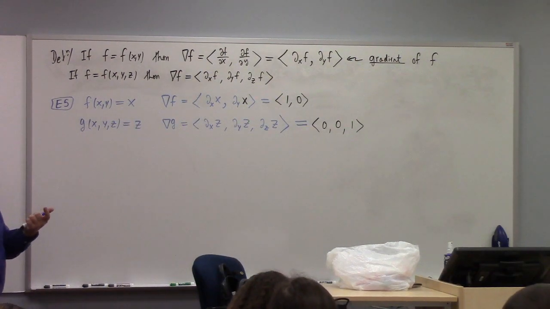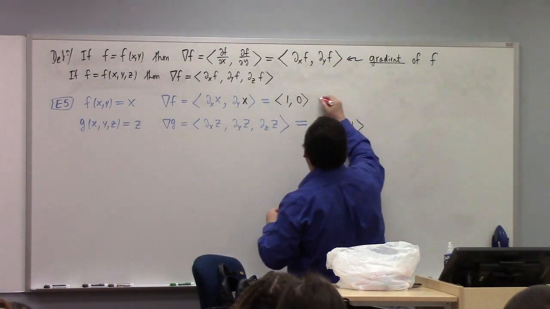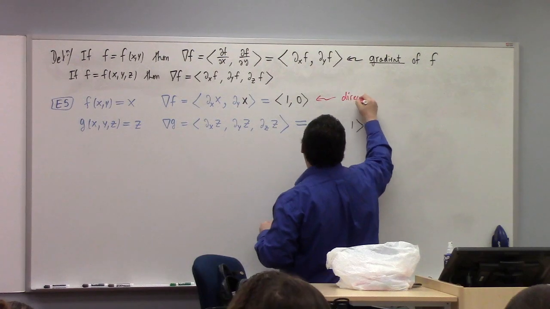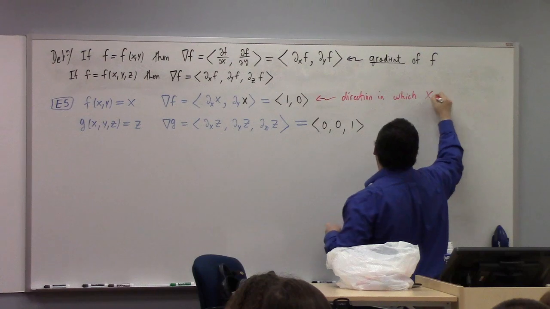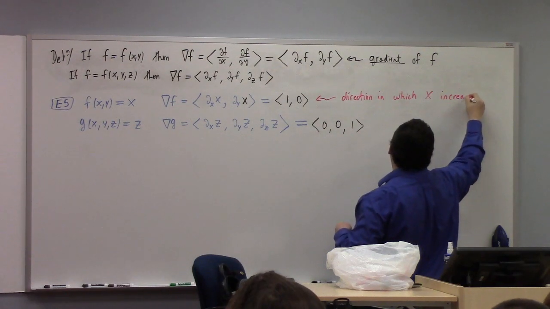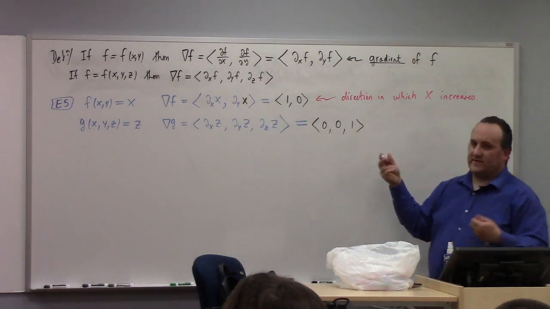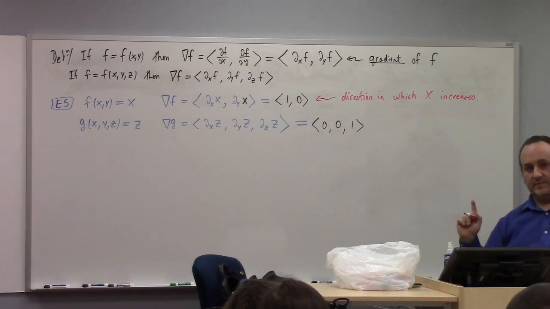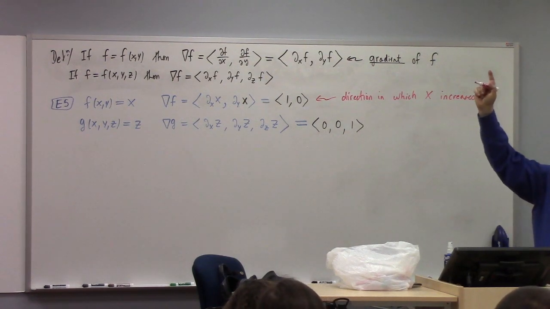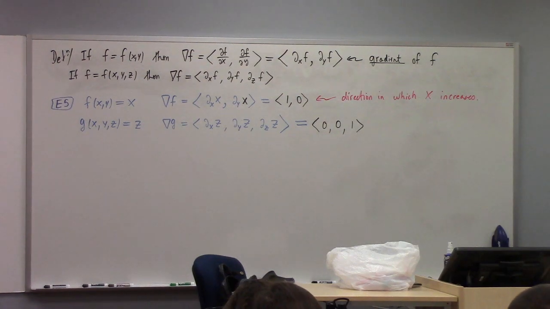Do you see what I'm talking about? So this is the direction in which x increases, right? Down here, this is the direction in which that vector points, where? In the direction in which z increases. This is what the gradient does, it points you the direction you need to go to level up.